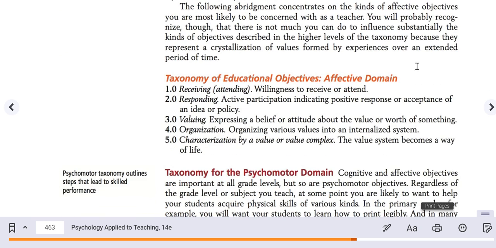Taxonomy of educational objectives, affective domain. Receiving, attending: willingness to receive or attend. Responding: active participation indicating positive response or acceptance of an idea or policy. Valuing: expressing a belief or attitude about the value or worth of something. Organization: organizing various values into an internalized system. Characterization by a value or value complex: the value system becomes a way of life.